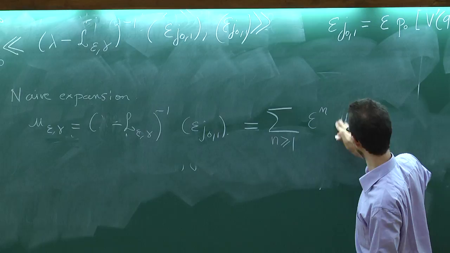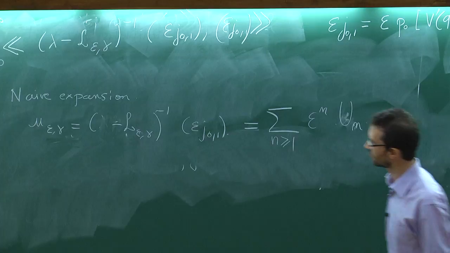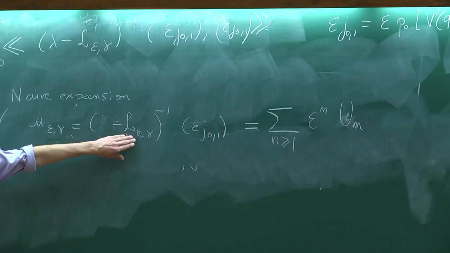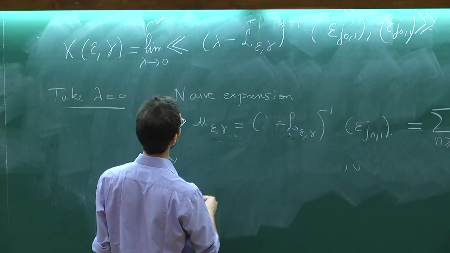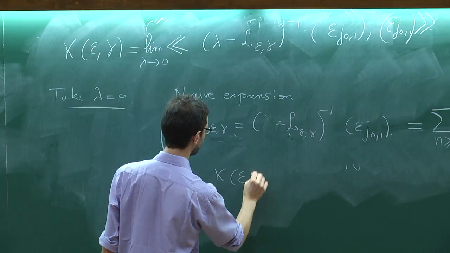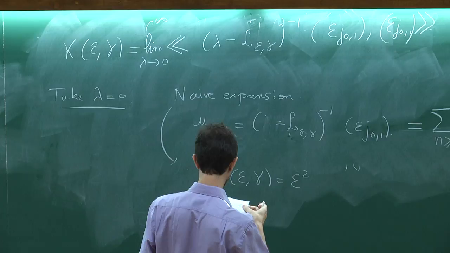Okay? Then if you do that, and you perform this expansion by writing L epsilon gamma is some constant term, so uncoupled dynamics plus epsilon times the interaction generator you develop, and so on. And you can get some first order term. You can write that kappa epsilon gamma is equal to epsilon squared times, you will get the following.